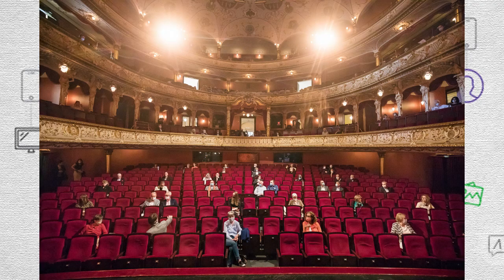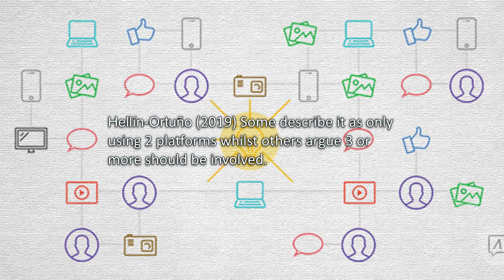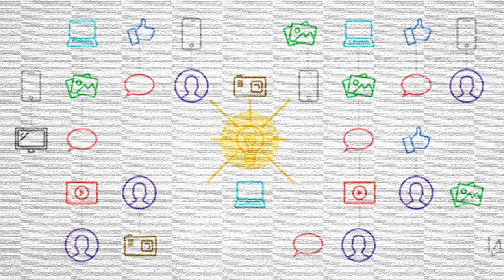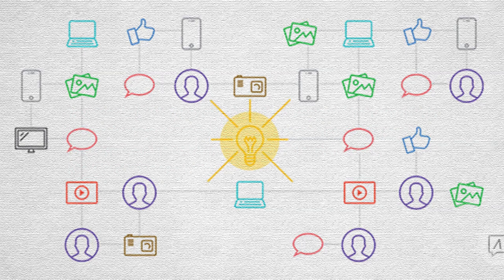People have different opinions about transmedia and how the narrative should be perceived. For example, according to Helen, some describe it as only using 2 platforms, whilst others argue 3 or more should be involved. Furthermore, some think it is based around interaction, whilst others believe the user is only there for the ride. For my story, I decided to use Davidson's perception, which suggests transmedia is interactive experiences that occur across multiple media platforms. Therefore, in my story, the audience will become an active part in the cross-media experience.